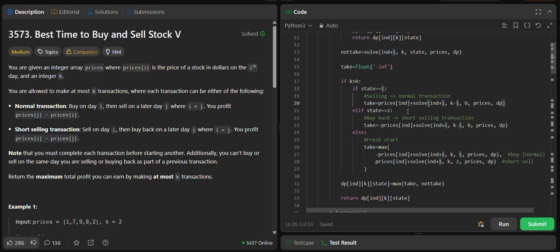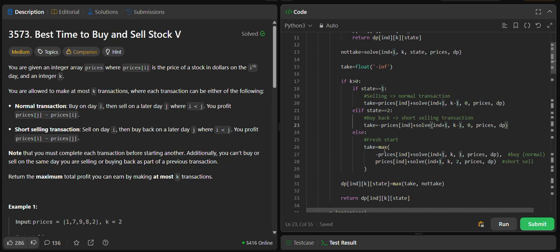Similarly, if we are in a short selling transaction, then the sale has already happened and now we are buying back. That means the price will be negative, and we are now visiting the next index, and as that one transaction is being completed, k will be decreased by 1. But if we have completed a transaction, it may be a normal transaction or a short selling transaction, that means we are starting a new transaction, it is a fresh start.